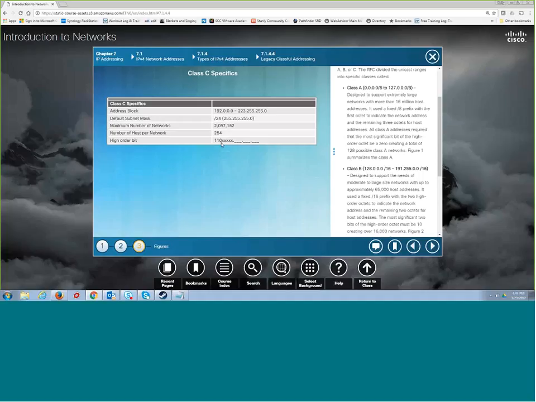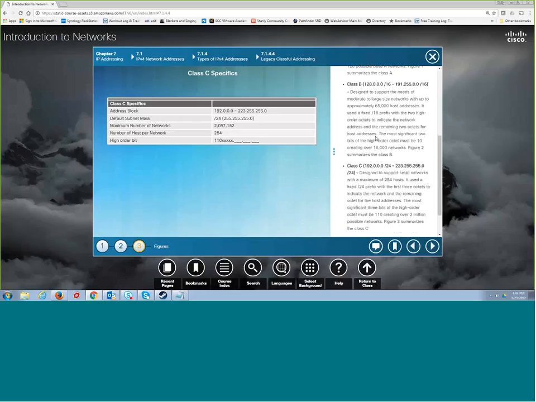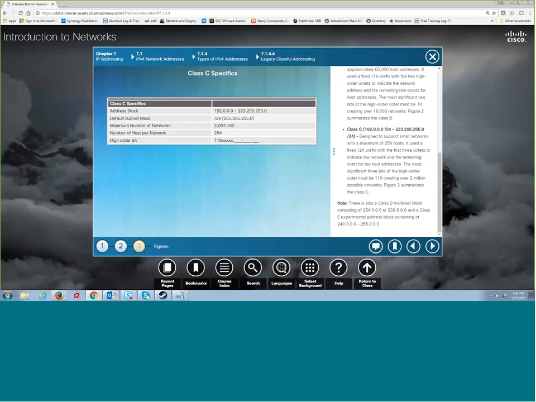Now, Class D is 1110, which is 224 to 239, and then anything from 240 and over is Class E. So you will see that on occasion. You'll see Class D for your multicast block and everything above. And again, it's just based upon the bit, however the bits are turned on in what order.